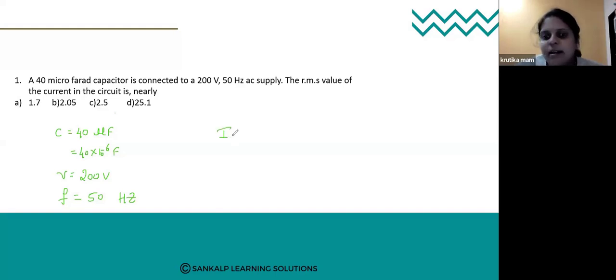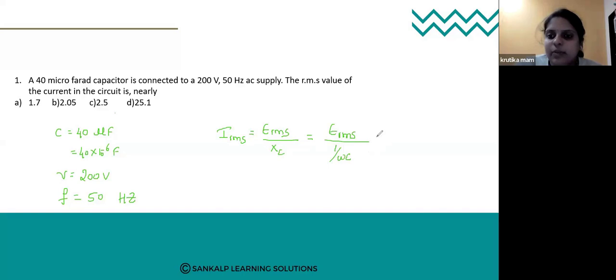Okay, so the IRMS is equal to ERMS upon XC, since it is an AC circuit connected to the capacitor. So this is ERMS divided by XC. The XC value is not given, so instead of that, we can take it as 1 upon omega C.